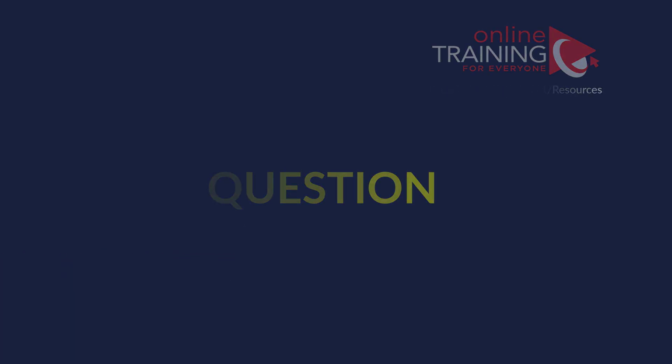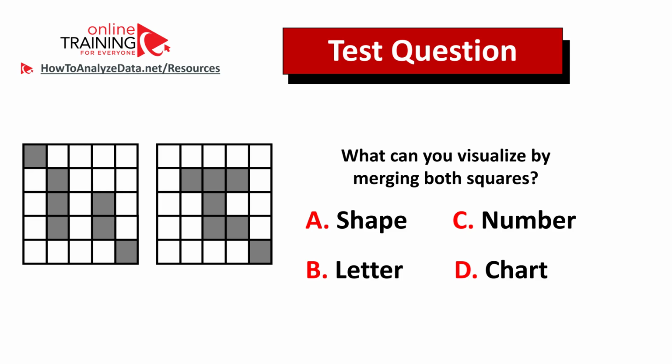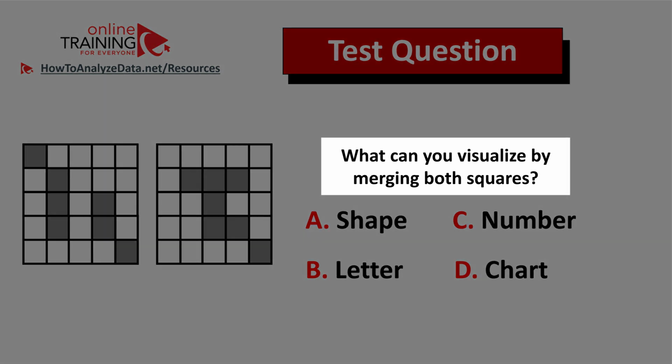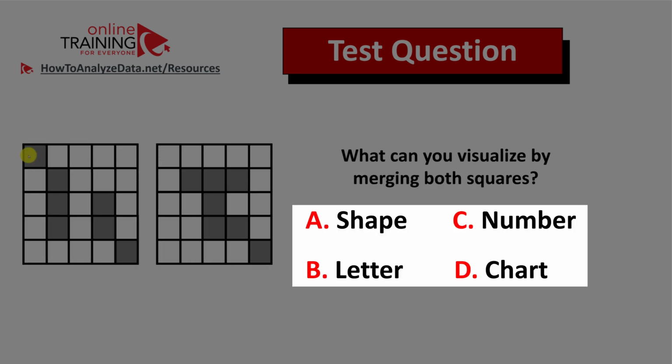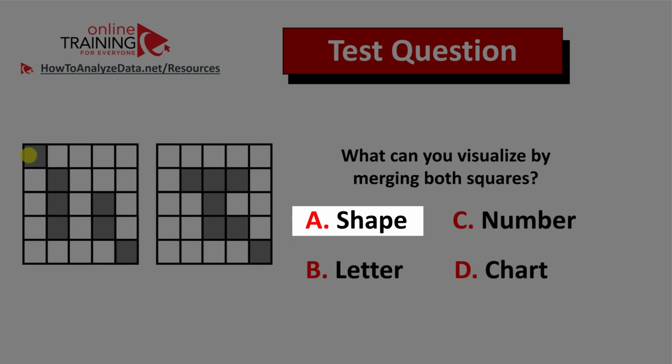Here is the question from the real test, but somehow I have a feeling that you might come up with the answer. What can you visualize by merging both squares? You're presented with 5x5 squares on the left, and you have four different choices to answer this question. Choice A, shape. Choice B, letter. Choice C, number. And choice D, chart. Do you see the answer?